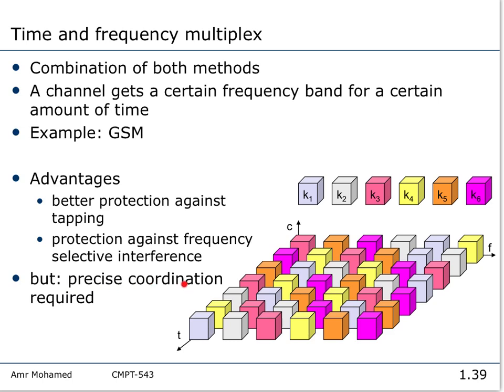So what is the disadvantage? Of course, you can imagine the amount of coordination needed. It's very highly complex, very complex. This is only on 2G. Imagine in 3G and 4G and 5G.